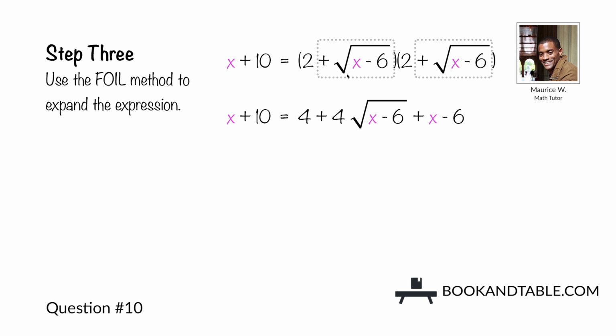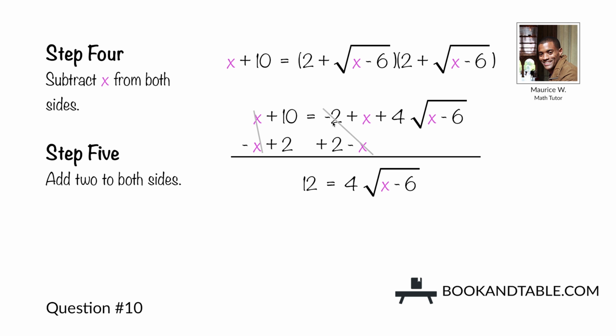Then lastly, the square root of x minus 6 times the square root of x minus 6 is equal to x minus 6. Now that we've eliminated the first radical, we want to isolate the second radical. 4 minus 6 is equal to negative 2.